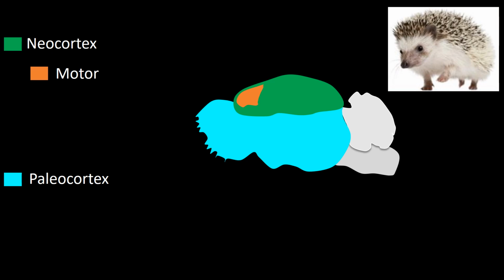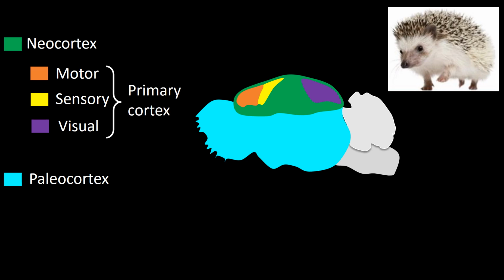is occupied by the motor cortex in the frontal region. Behind you find the somatosensory cortex, and behind it you find the visual cortex. These constitute the primary cortices visible in the lateral surface.